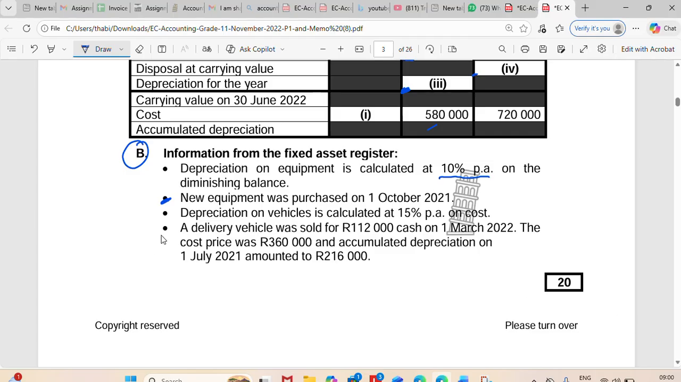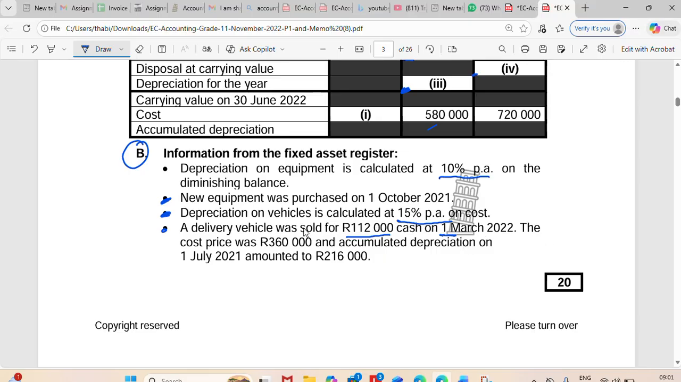So what happened? Here is the information. Depreciation on vehicles is calculated at 15% per annum on cost. So this is what we need to do, guys. A delivery vehicle was sold for how much? 112,000 cash. When? This took place on the 1st of March 2022. It's very important to note that date. We sold this delivery vehicle on 1st March 2022.